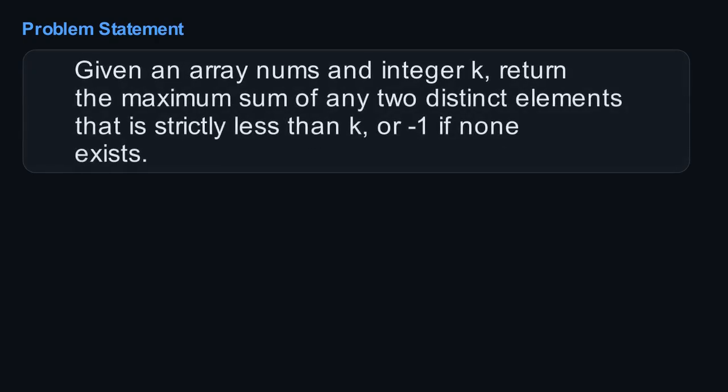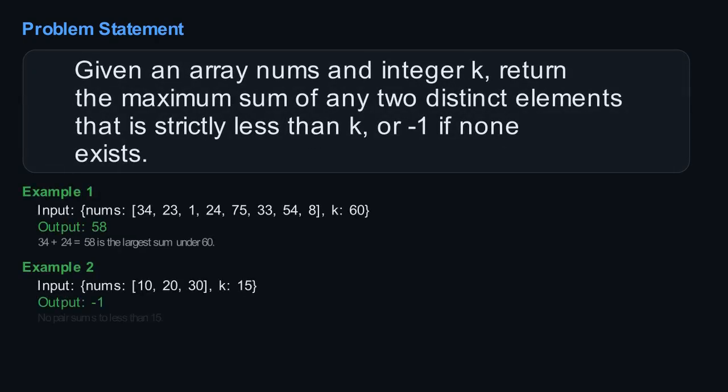Given an integer array nums and an integer k, our goal is to return the maximum sum, such that there exist two distinct indices i and j in the array where nums[i] + nums[j] equals sum, and sum is less than k. If no such pair exists, we should return -1. The core challenge is finding that largest sum while adhering to the less than k constraint.